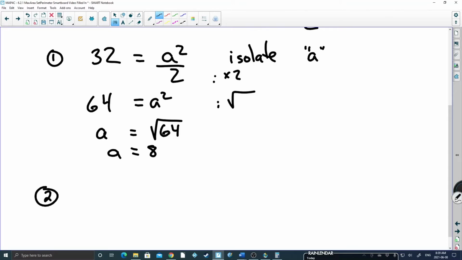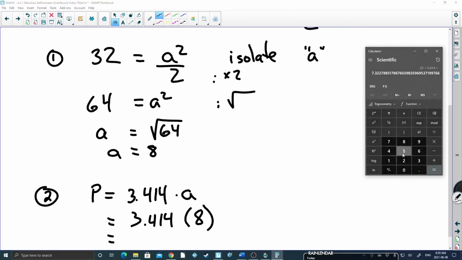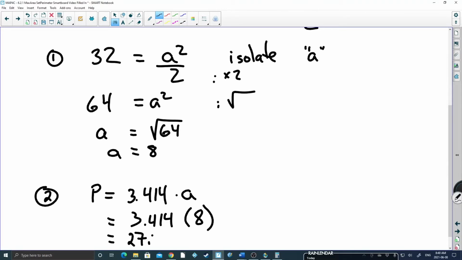My second step then is to calculate the perimeter. Well, the perimeter is equal to 3.414A. A is now equal to 8. And I can calculate my final answer as 3.414 times 8, which is equal to 27.3. Let's round it off to 27.3. And whatever the units are, meters, centimeters, whatever. And that's how you optimize a rectangle and a triangle.